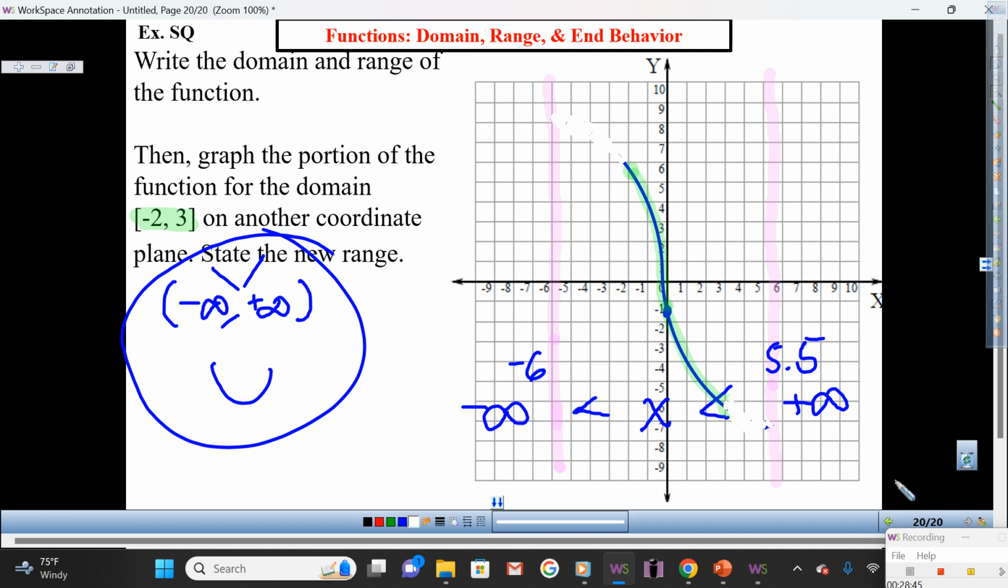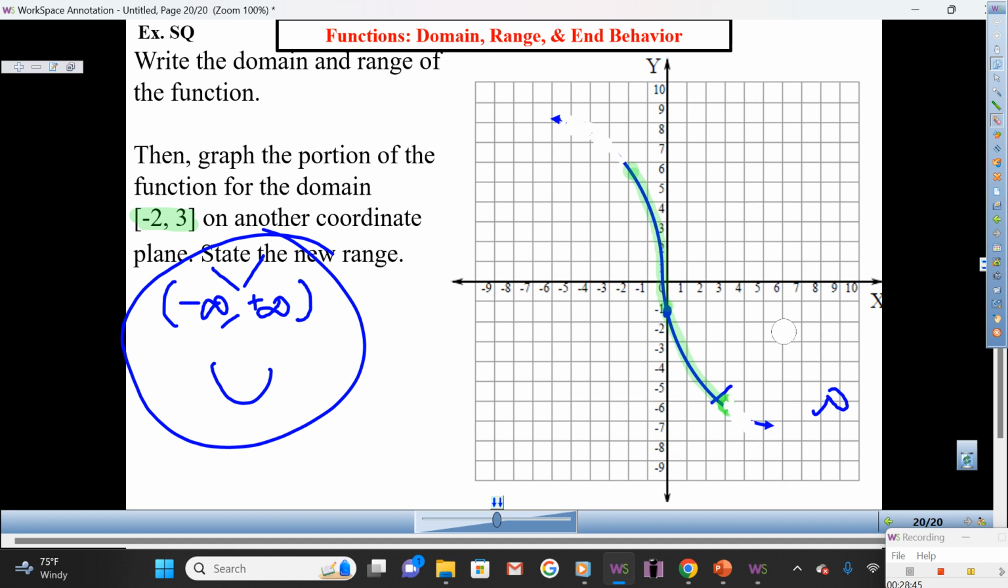Something like that, yes? All right, so with that said, the domain was what? From -2 to 3. So, that said, on your new graph, you should have something like that, yes? All right, so tell your neighbor the range for that portion of the graph.